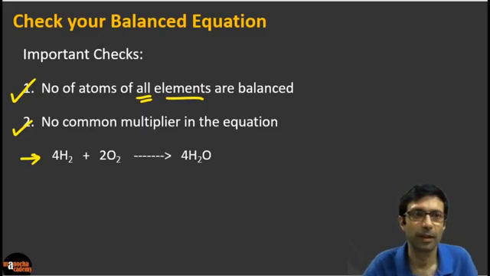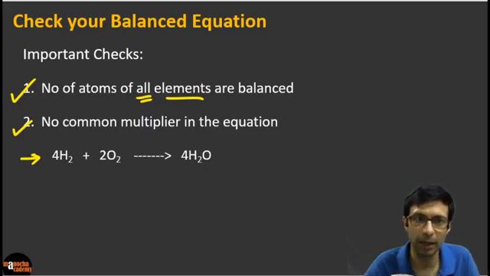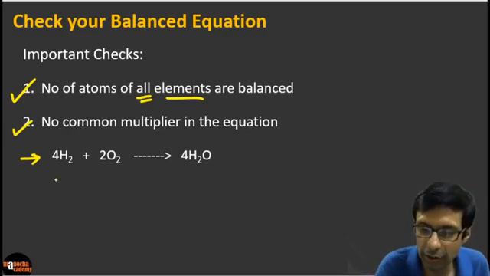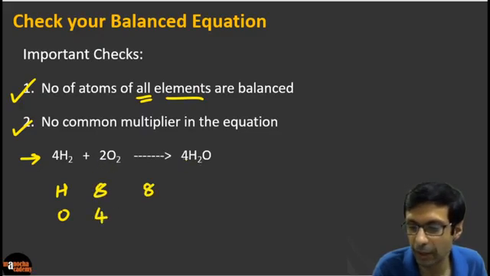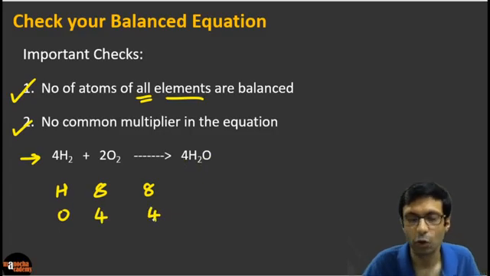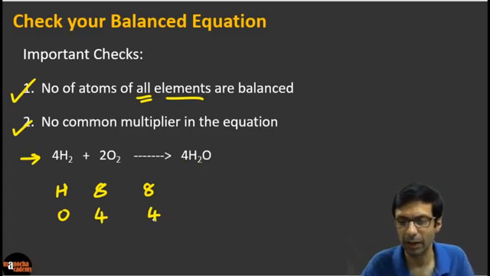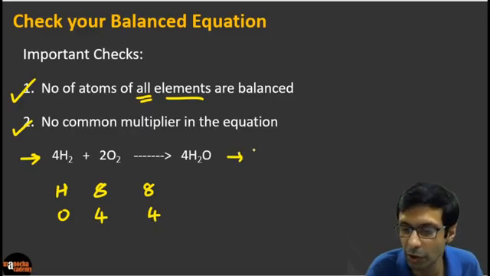Okay, this equation looks balanced, right? But what is the mistake in the balancing here? Is there a problem in this balancing? If you take a look, our two elements are hydrogen and oxygen. We have 4 times 2, 8 hydrogen on the left, and 4 times 2, 8 on the right. And we have 2 times 2, 4 oxygen, and 4 times 1, 4. So both hydrogen and oxygen are balanced, right? So this looks like a nice balanced equation.